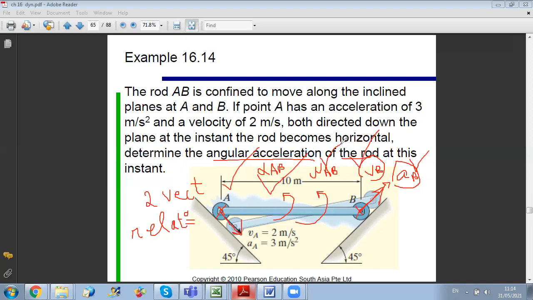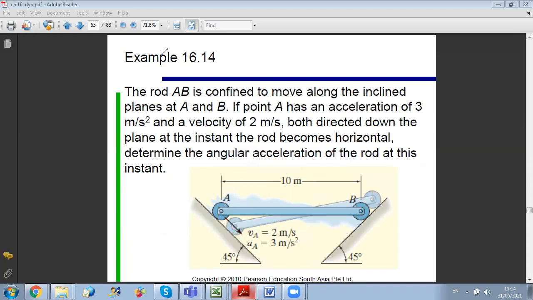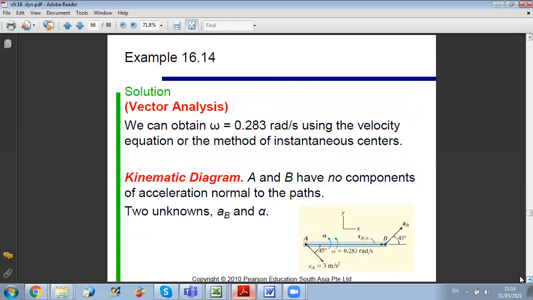And why do we choose to use the formula of translating frame? Because A and B are 2 points of one rigid body, and the distance between them is not changing. So relative to A, B is doing rotation when I consider a translating frame at A. So I can apply the formulas we have seen together. The first formula to apply is the velocity relation.